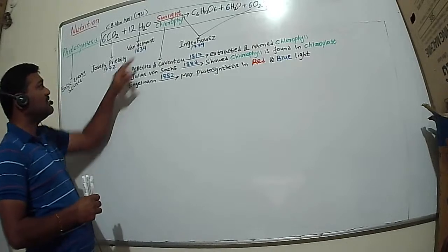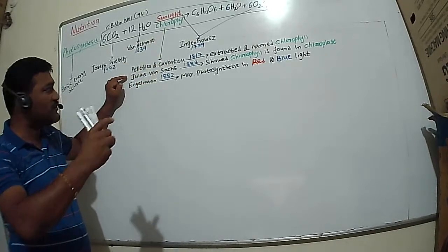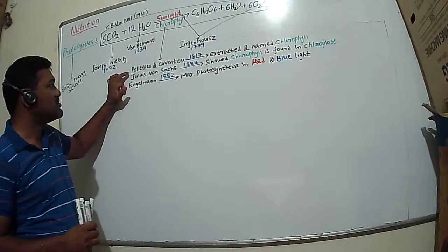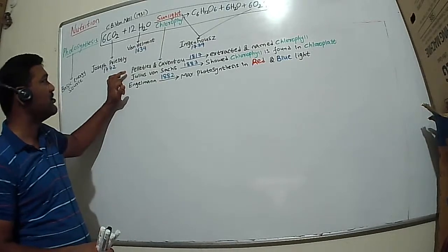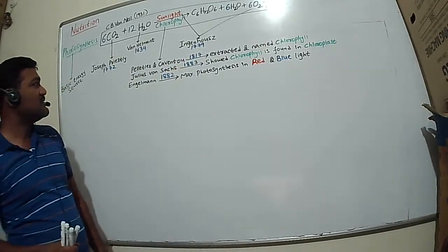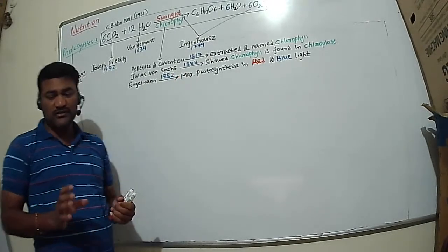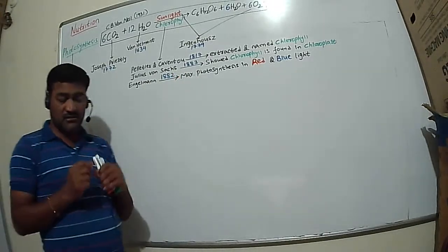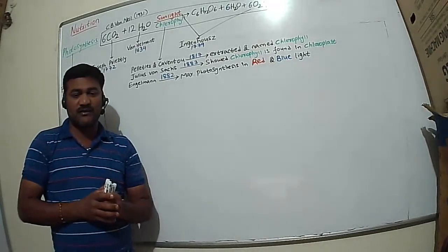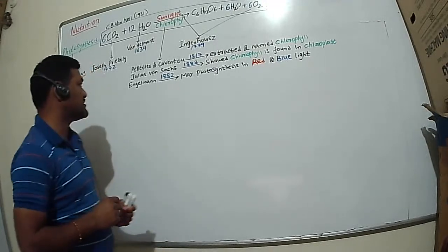And later, chlorophyll, the green color pigment from the plant, was extracted, and the name chlorophyll was given by Pelletier and Caventou in 1817. Then Julius von Sachs in 1883 showed that chlorophyll is not uniformly distributed in the cytoplasm. Chlorophyll is found in a cell organelle called the chloroplast.